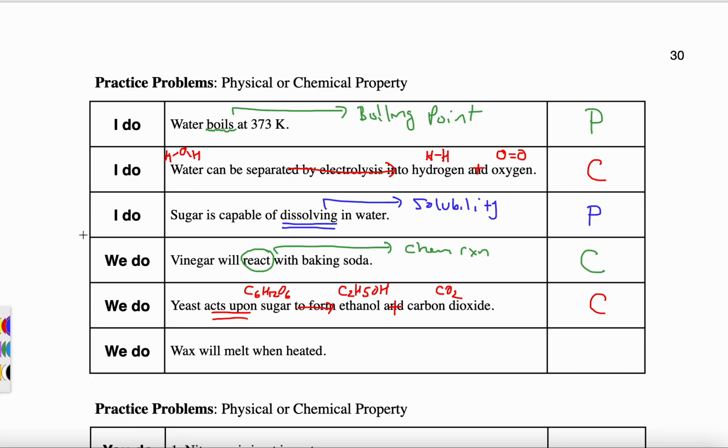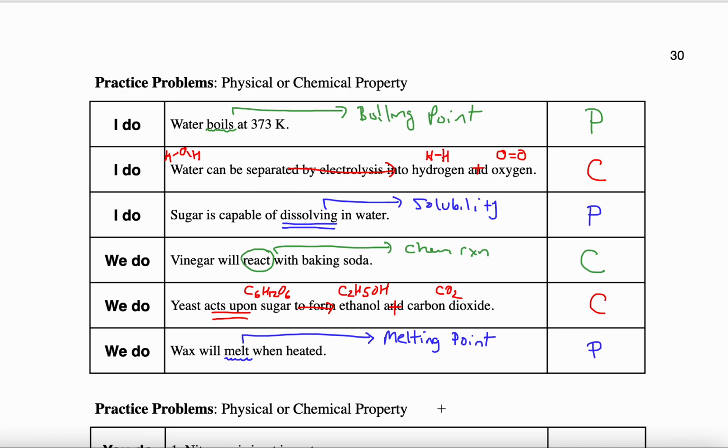Last example in the we do section, it says wax will melt. So here's another keyword, and when we listed physical and chemical properties, we identified one property as melting point. So if the substance is actually going through the process of melting, and this will occur at a particular temperature we call the melting point, and we listed this on the physical side, so this must be exhibiting its physical process when it will melt.